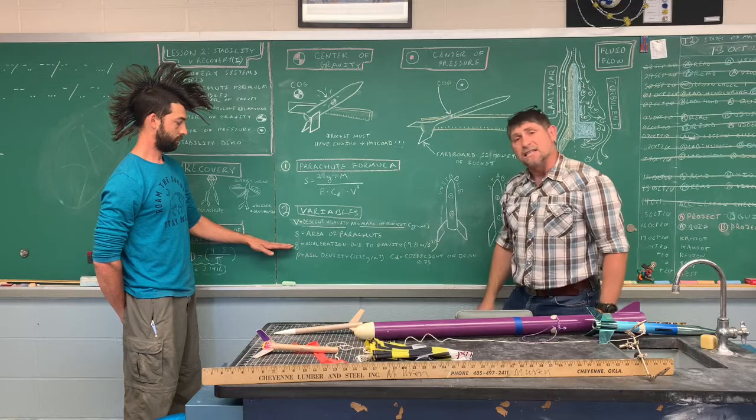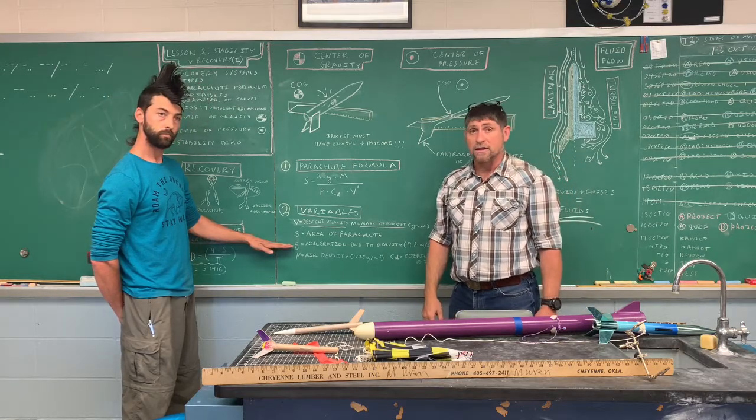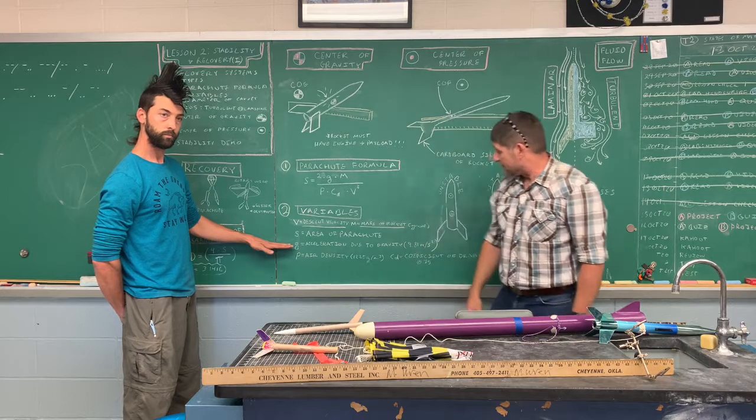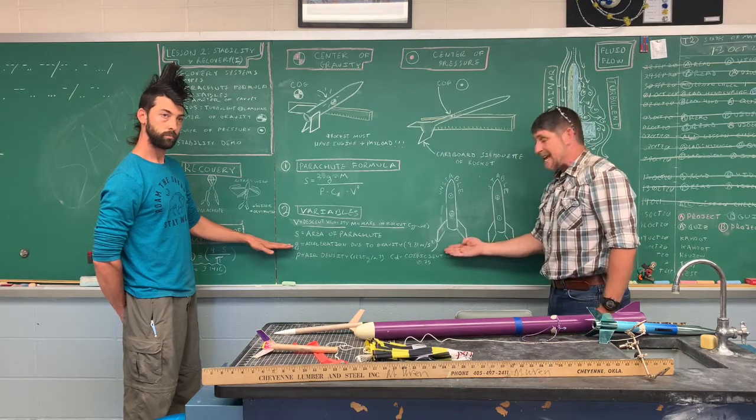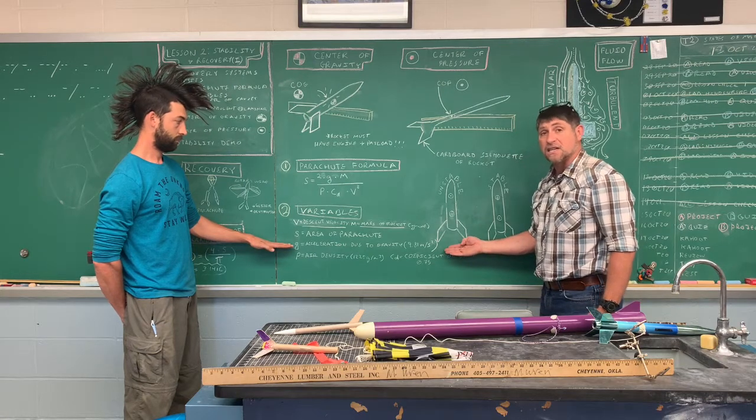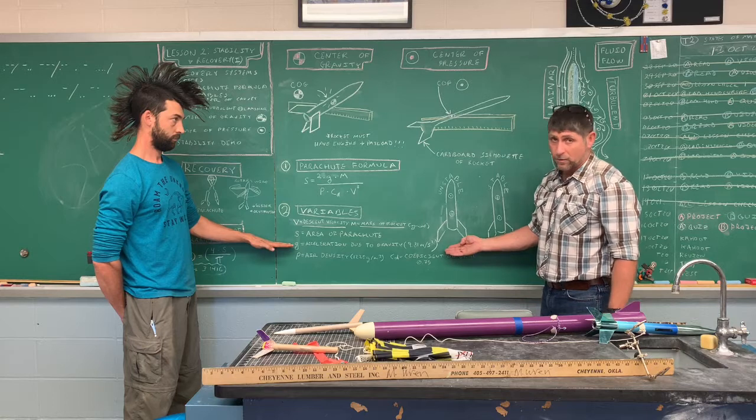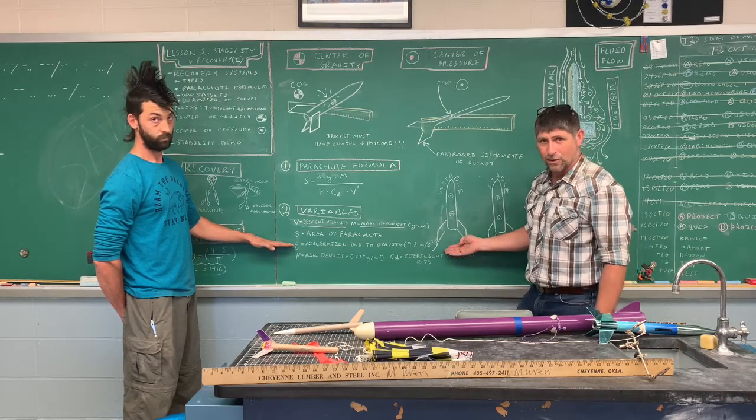G is the acceleration due to gravity here on Earth. On Earth, the acceleration due to gravity is 9.81 meters per second squared. This is a constant, which you won't have to change unless you go to a different planet, and we're not going to be doing that. We'll be staying here on Earth for right now.